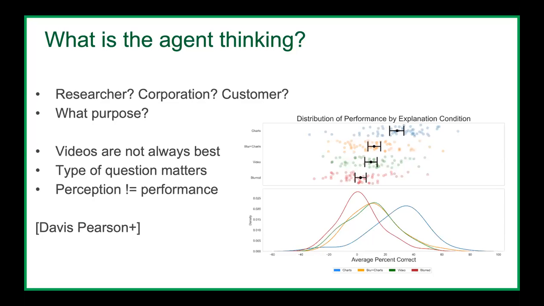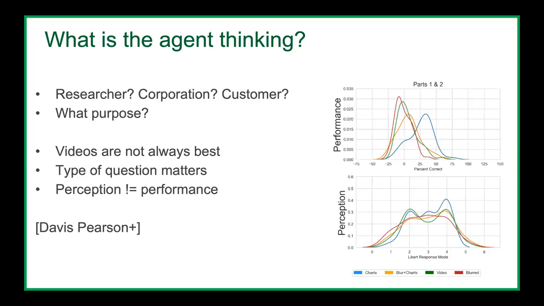Let me hop to this. So the thing I want to mention is explainability should be really useful for humans teaching agents. And when you're thinking about explainability, you need to think about who the explanation is for, what is it for?